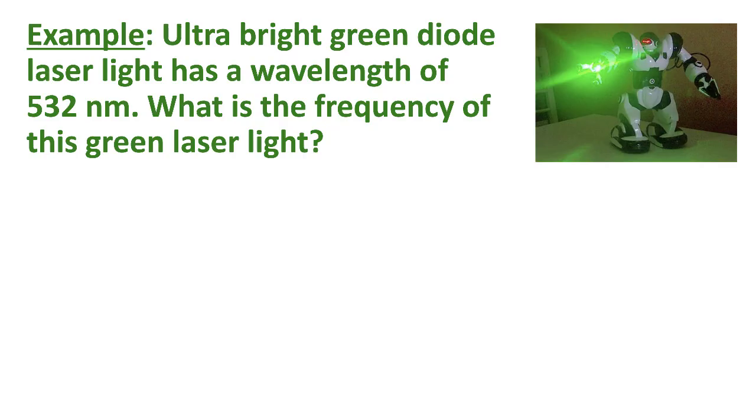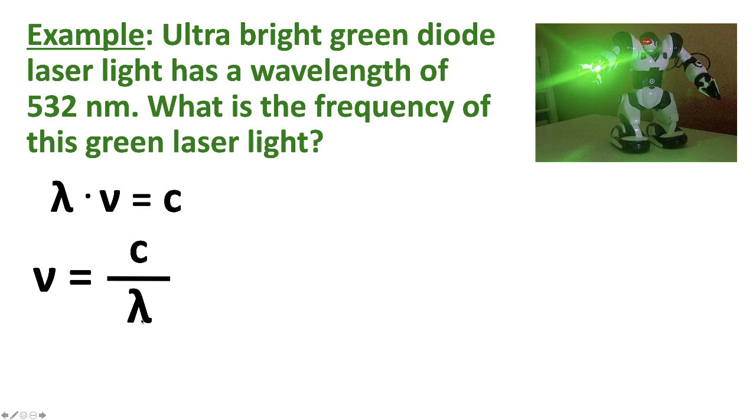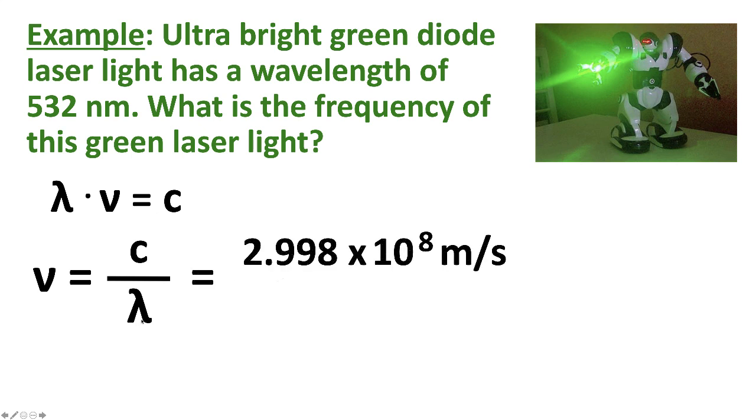Okay, and let's do a little bit of calculation practice using these relationships. The first example is we have a green diode laser light with a wavelength of 532 nanometers. And what's the frequency of this laser light? We're going to invoke the wavelength frequency relationship, lambda times nu equals C. We know the wavelength. We always know the speed of light, so we'd like to find the frequency. And if we solve this equation for nu, we get nu equals C over lambda. And now we just plug in values.